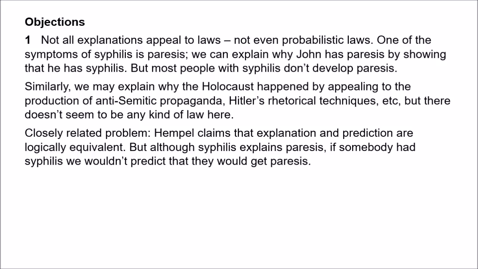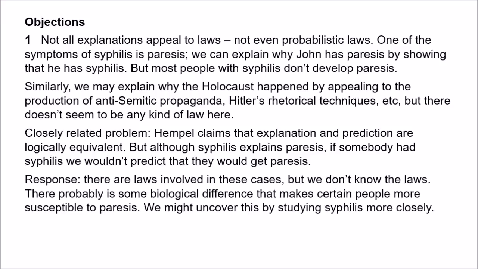So these criticisms have been seen as quite substantial, but I think there's a fairly obvious response to both of them. The response is, well, actually, there are laws involved in all these cases. It's just that we don't know the laws, or perhaps that we would need to specify the initial conditions in far more detail than is practically possible. So it seems to me that there surely is some sort of regularity with respect to syphilis and paresis. So with the people who develop paresis, there is some biological difference in their bodies that makes them more susceptible to it when they have syphilis. When we explain the paresis by appealing to syphilis, we've only given a partial explanation.